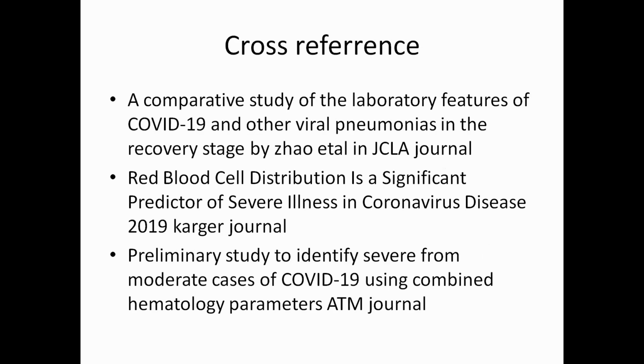Cross references: similar studies were done in the JLCA journal, Karger journal, and ATM journal, which found that absolute lymphocyte count is an important marker in COVID-19 severity staging. But while RDW was not that significant in the preliminary study identifying severe disease, the first two studies showed significant correlation. Further studies need to be done with more stringent rules, longer duration, and higher caseloads to confirm these findings. Thank you.